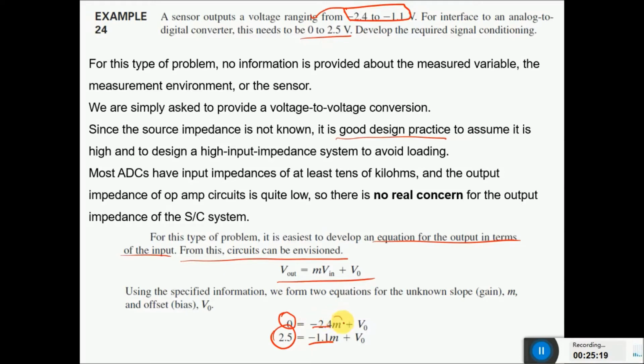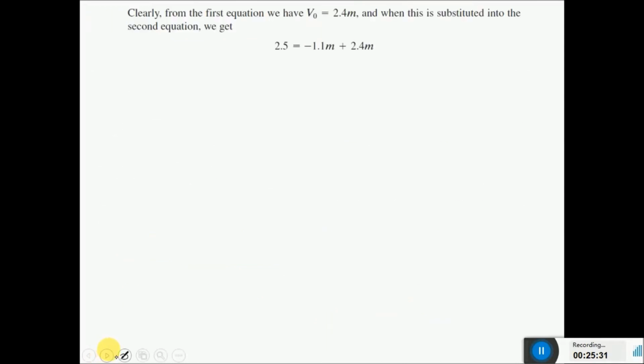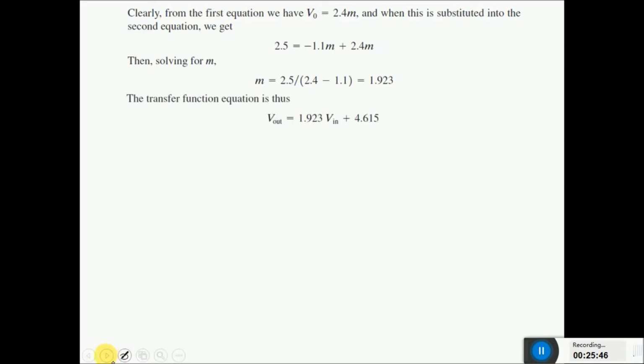And this M is not milli, mind it, this is the slope M, or the gain you can say. Now simultaneously solving these two equations, we get V naught is equal to 2.4 M and we get the values of M as 1.923 and V naught equal to 2.4 into 1.923, that is 4.615. So this is the transfer function of our final desired signal conditioning circuit that we have to design.